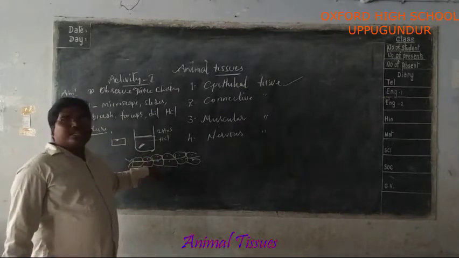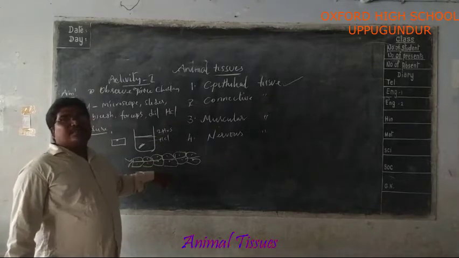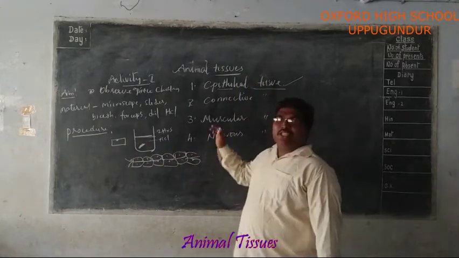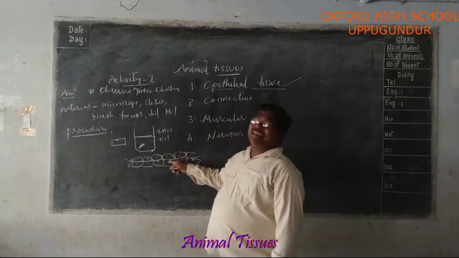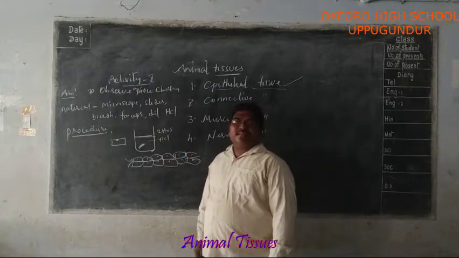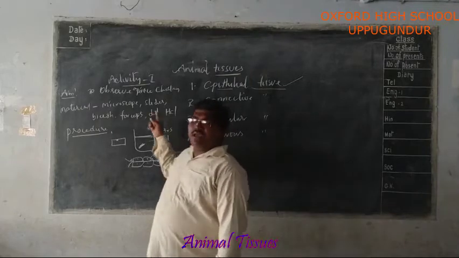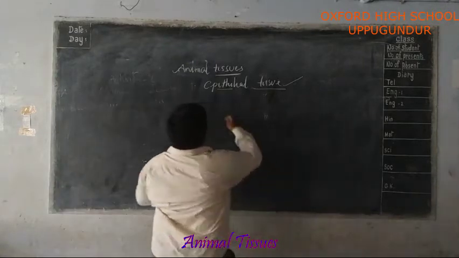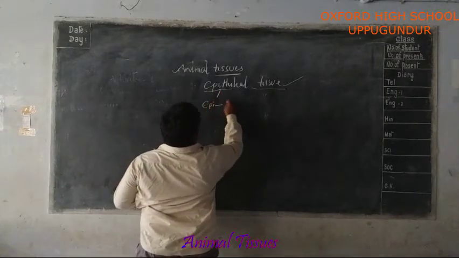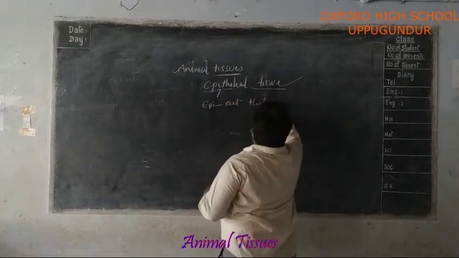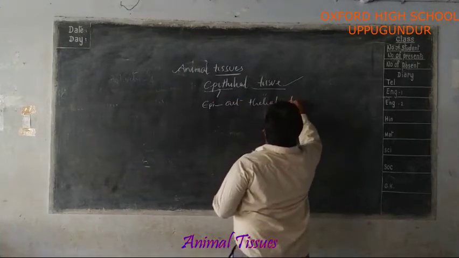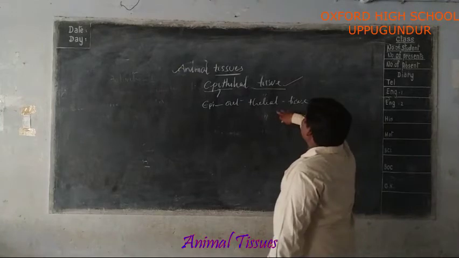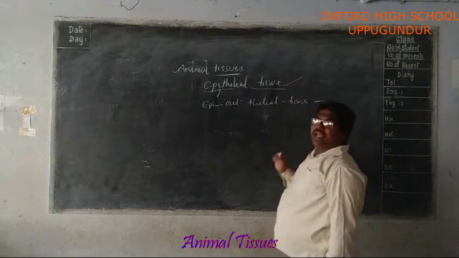For this, I am going to explain that this type of tissue present in the skin is epithelial tissue. What is the tissue? Epithelial tissue. The cells are epithelial cells. Okay, now we are going to discuss what epithelial tissue is and the types of epithelial tissue. Epi means outer, thelial means tissue. Okay, this is the outer tissue. It is an outer tissue.